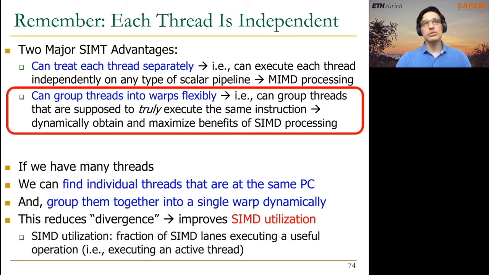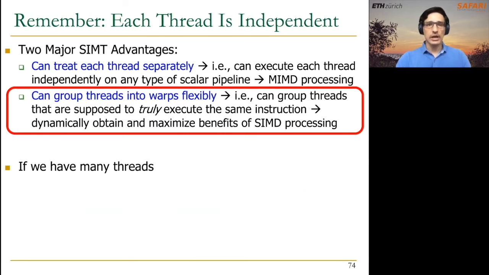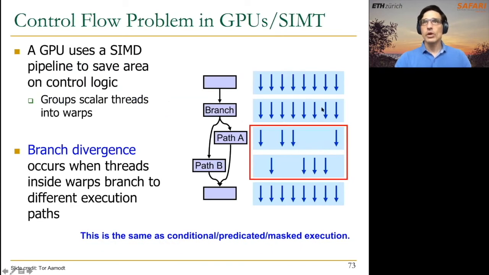We call SIMD utilization the fraction of SIMD lanes executing a useful operation. If we go back to this example, we see that here the SIMD utilization is 100% because all threads are active, but here SIMD utilization is only 50% because only half of the threads are active in this particular path. So in the end, what we want to do is maximize this SIMD utilization, because this is the way of improving the performance of our programs on the GPU.